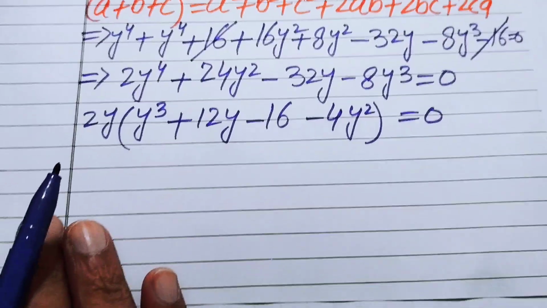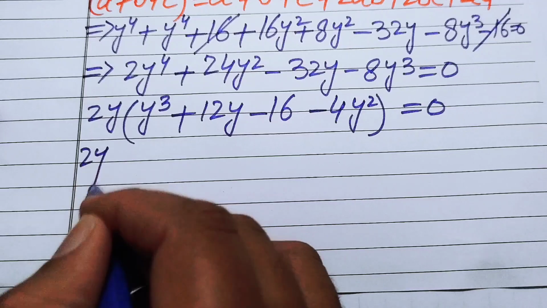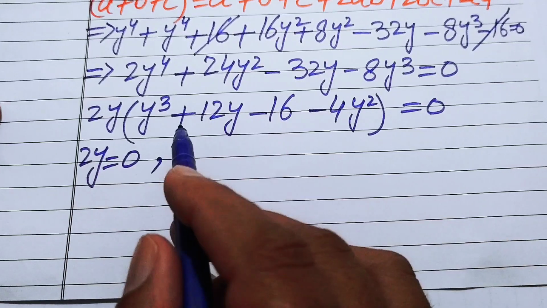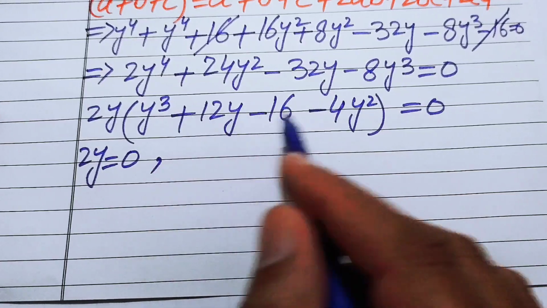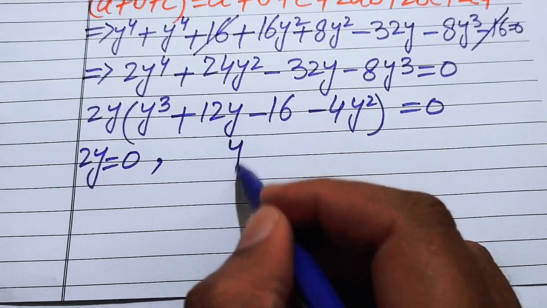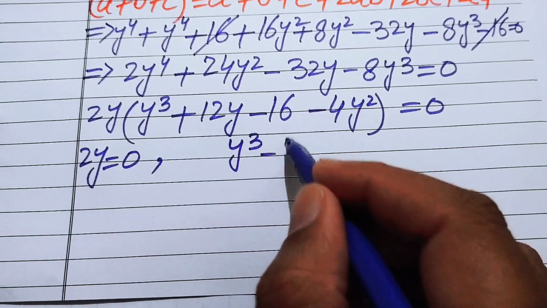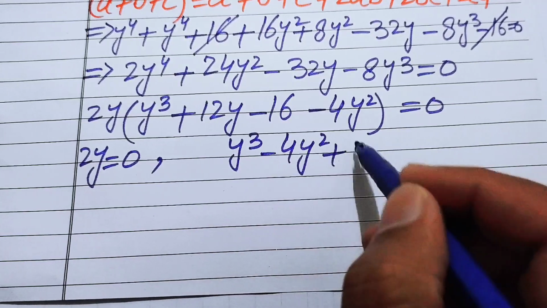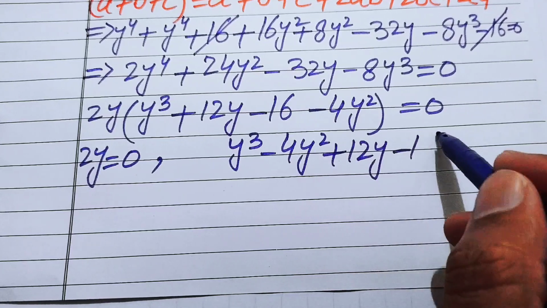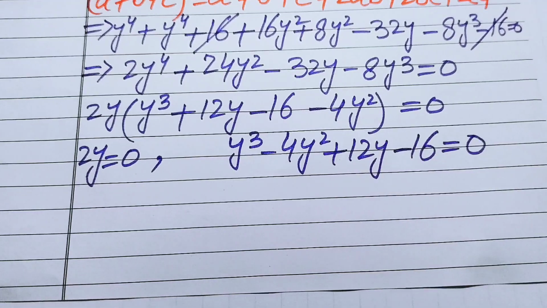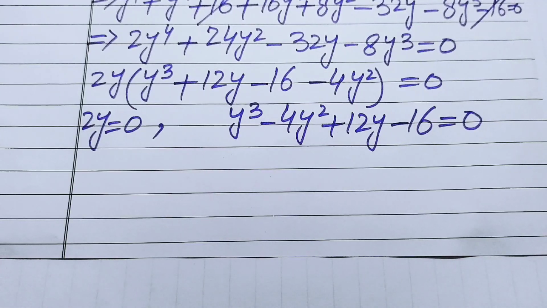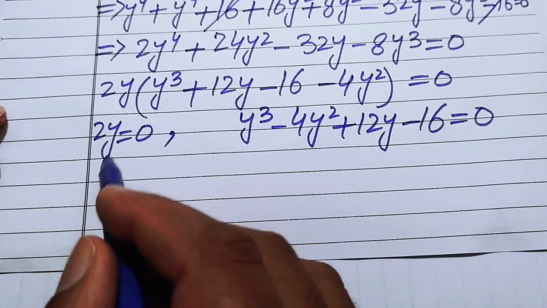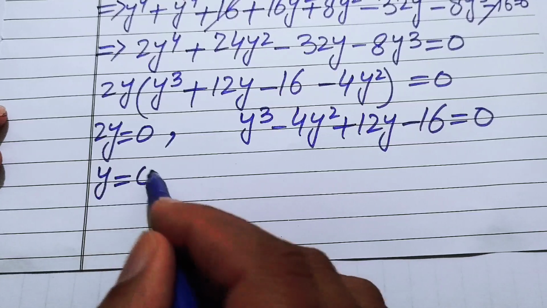So here we have two cases. The first case is we take 2y equals 0, and the second case is we take this equation equal to 0. First I can rearrange all the terms of this factor, and you get y cubed minus 4 times y squared plus 12 times y minus 16 equals 0. Now we proceed with these two cases. First I can simplify this case here, and you get the value of y equals 0.